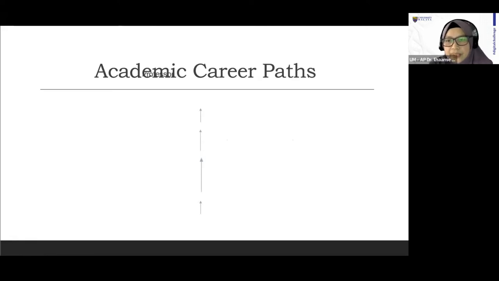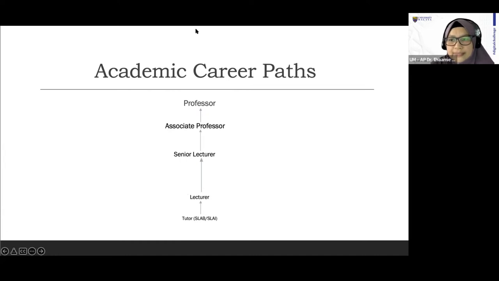This is our academic career path. Starting off from being a tutor, or you may start by being a student, whereby you have to complete your PhD, then you're promoted as a lecturer. Upon confirmation, after 1 to 3 years as a lecturer, you can prepare for your promotion to senior lecturer. After 3 years as a senior lecturer, after you have completed all the requirements, especially for publication, at least 12 journal articles, you may apply for professorship.